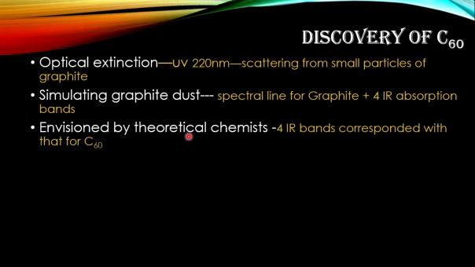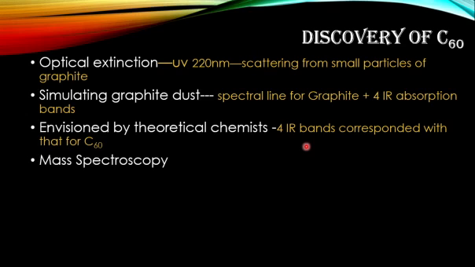At the same time, theoretical chemists had pointed out that carbon-60 would have an absorption in the infrared range. When they checked with the lab experiment, they found that these 4 IR absorption bands are the same as those mentioned by the theoretical chemists. So they confirmed that in the graphite dust there is a presence of graphite as well as carbon-60 clusters. That was the first evidence, or the first thought, towards carbon-60.